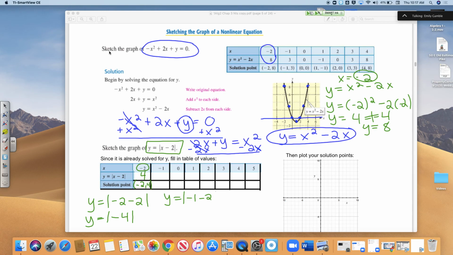-1 minus 2. -1 minus 2 is -3, and the absolute value of -3 is positive 3. So this one would be positive 3. This ordered pair would be -1, 3.